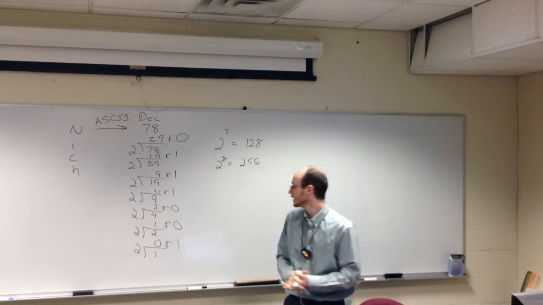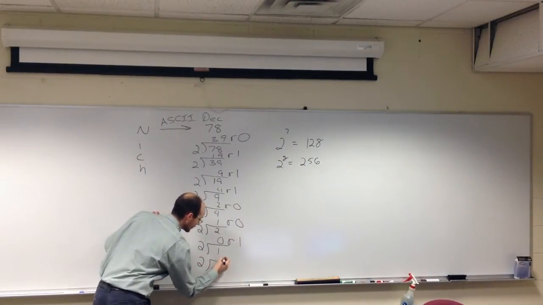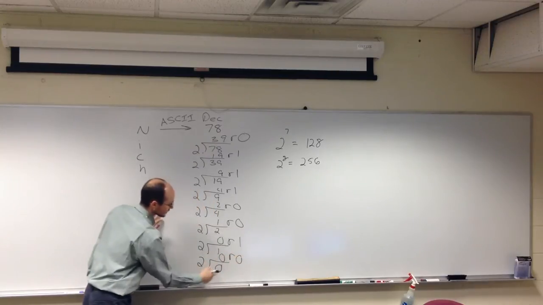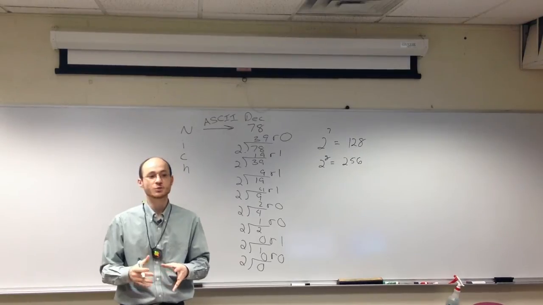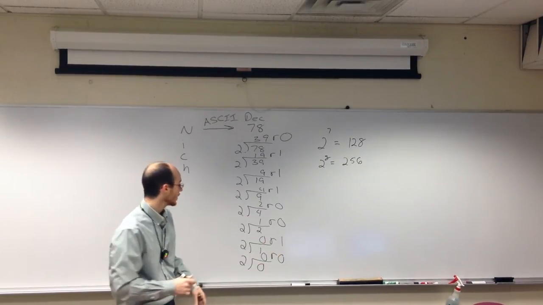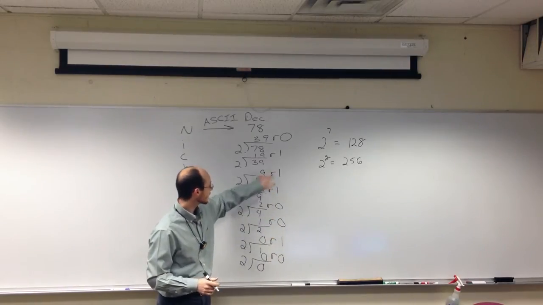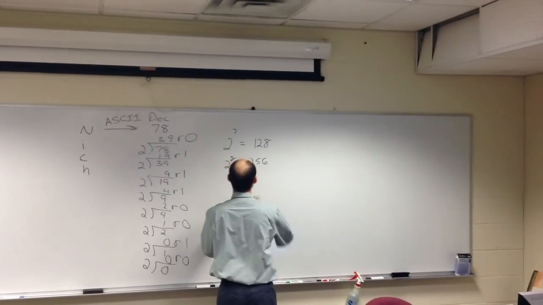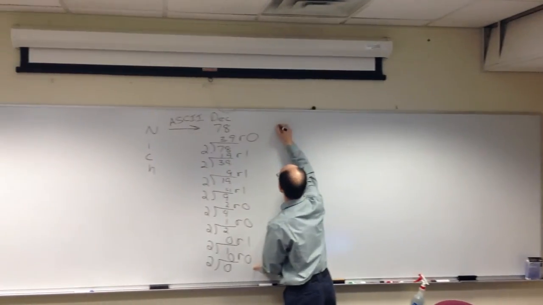One more bit. So I would take this one more time, divide the 0 so that I get 0, 0, 0, and that gives me my 8th magical bit. Okay? This is what we call extended ASCII. Now I start down at the bottom, and then I glue these up together, from bottom to top. So the capital letter N looks like this.